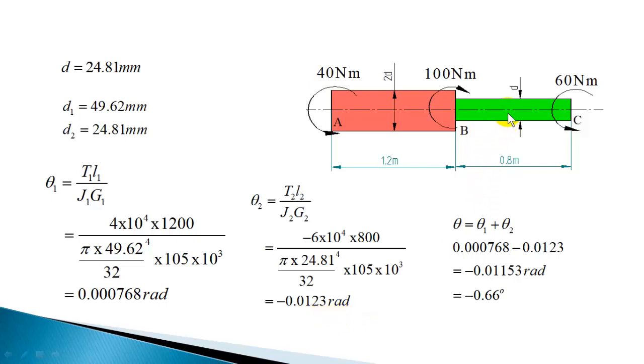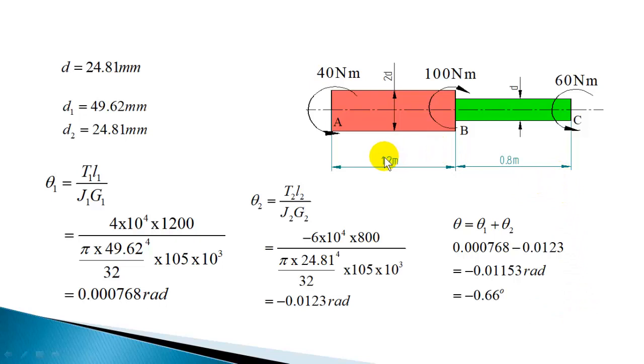So in the second section you have an anti-clockwise twist. Minus indicates anti-clockwise. Now you can add the angular twist in both sections, which gives the total angular twist as minus 0.01153 radians. This is equal to minus 0.66 degree, by multiplying with 180 by pi to get degrees. So the resultant twist is minus 0.66 degree, minus indicating anti-clockwise twist.